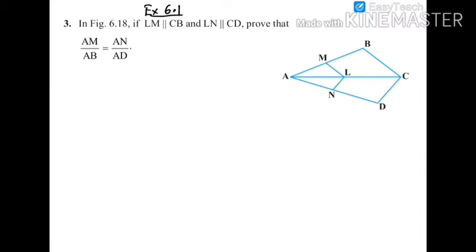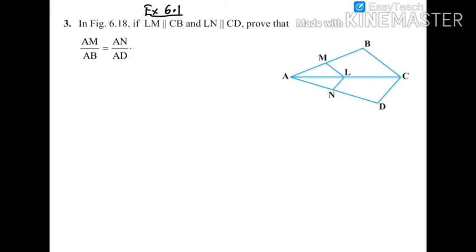Question number 3 of exercise 6.1. LM is parallel to CB and LN is parallel to CD. Prove that AM upon AB is equal to AN upon AD. Recall the basic proportionality theorem, which says that if in a triangle we have a line parallel to one side of a triangle, then it will cut the other two sides in equal ratio.